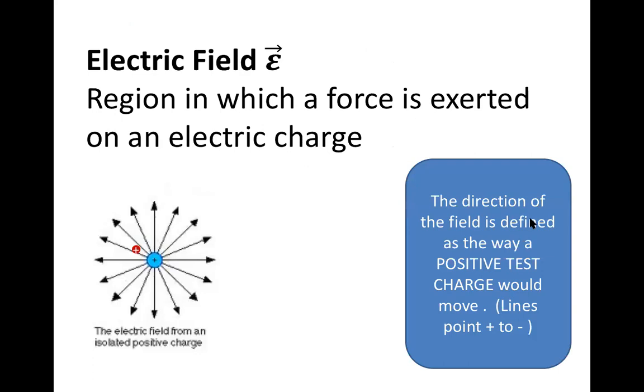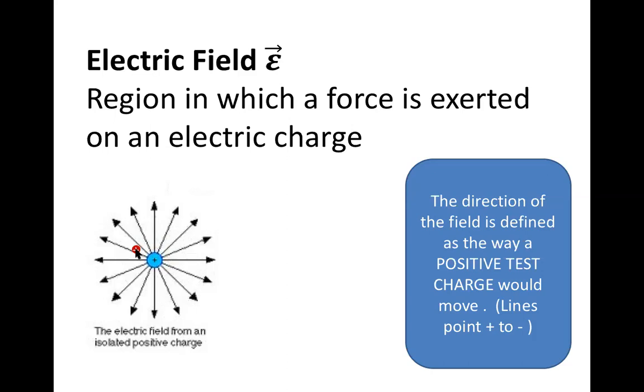Now compared to the gravitational field, the electric field we give the symbol epsilon, which is kind of like a curvy E. I think it's the Greek letter lowercase epsilon, or it might be capital E. And we put an arrow on top of it because it is a vector quantity. An electric field is a region in which a force is exerted on an electric charge. So let's say we have a charged object that is far away from other charged objects. It creates an electric field in the space surrounding it.